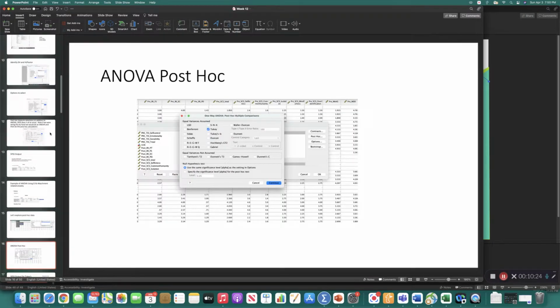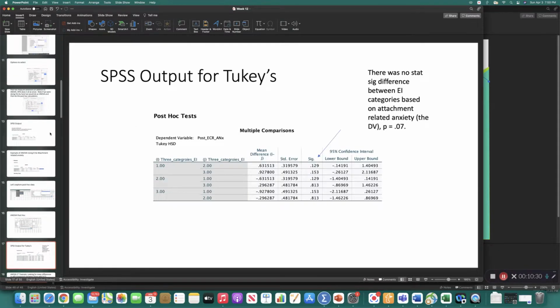So when we do this, we want to make sure we select Tukey's for our post hoc analysis. And then here we find there was no statistically significant difference between emotional intelligence categories based on attachment-related anxiety. Okay, so that's an interesting finding, but we look at the significance levels, it's all well above 0.05. So we might want to look at something else, right?